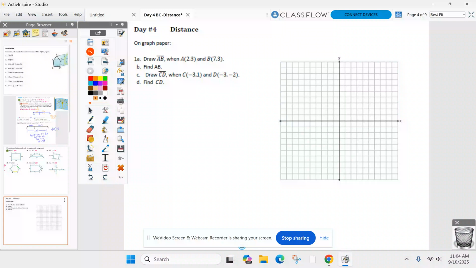Can you guys draw AB on that graph for me? How do you know where to put it? I've given you the coordinates. So hopefully you remember from our middle school days how to graph. All right, so please go ahead and graph AB on the grid.